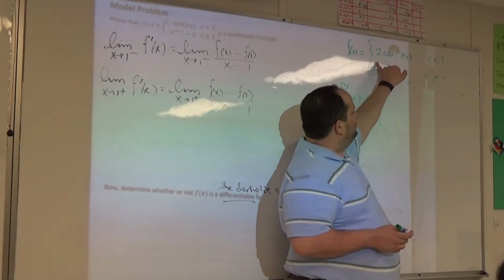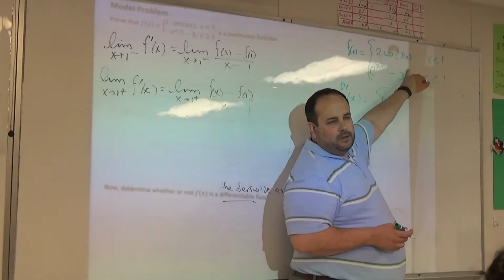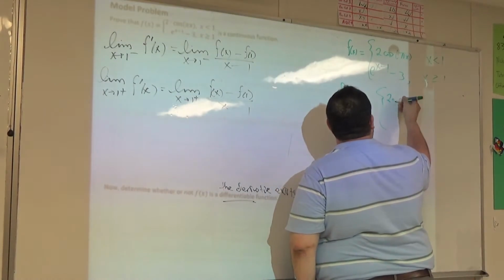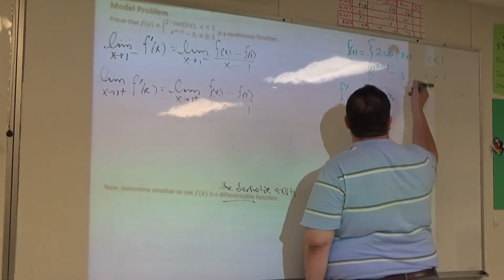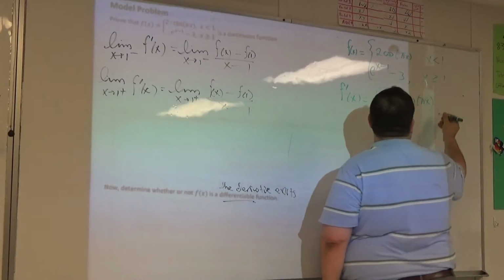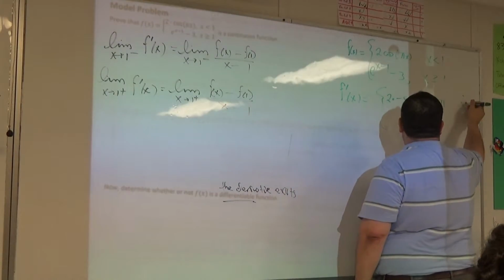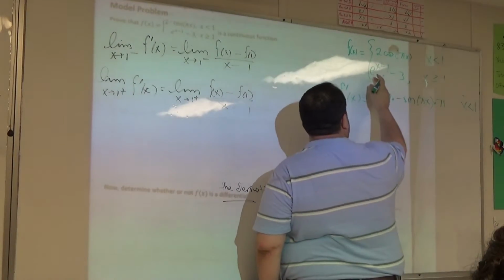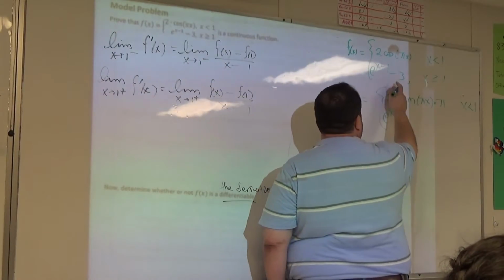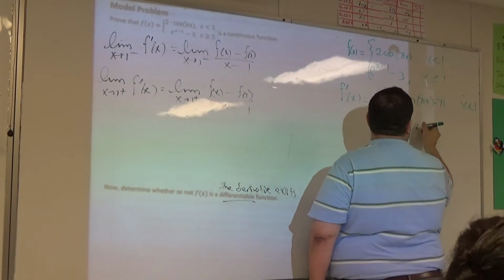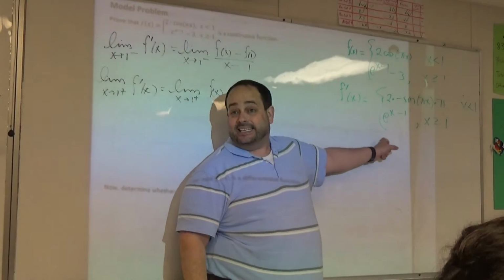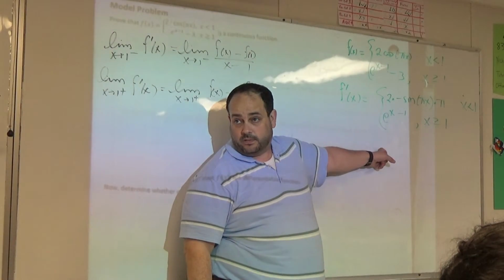Okay, derivative of 2 cosine pi x. 2 is a constant, leave it alone. Derivative of cosine? Careful. Negative sine pi x times pi, because we got chain rule happening. Derivative of e to the x minus 1 is e to the x minus 1, minus the derivative of 3, which is going to be 0. This is your derivative.